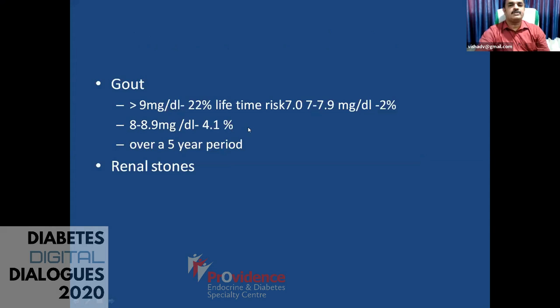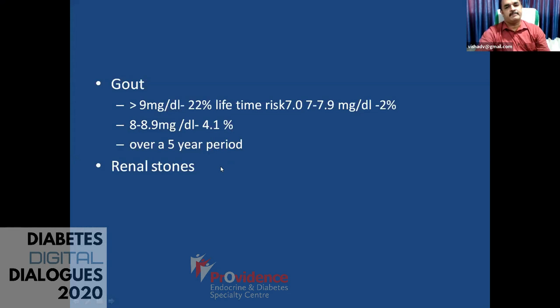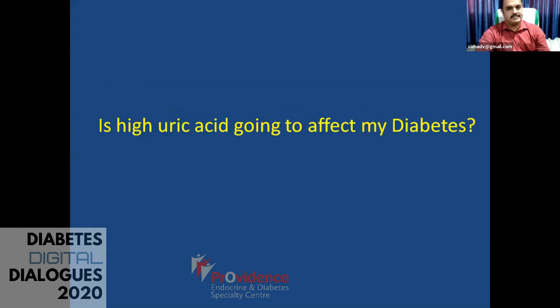Now, what is the actual risk of developing gout? In a patient with a uric acid of more than 9 milligram per deciliter, there is a 22% lifetime risk of gout. In a patient with a uric acid between 7 and 7.9, the risk is about 2%, and in those with 8 to 8.9, the 5-year risk is about 4.1%. In addition to gout and the other metabolic conditions that we described, renal stones are also more common in patients with hyperuricemia. So with a knowledgeable patient, this can also be discussed.